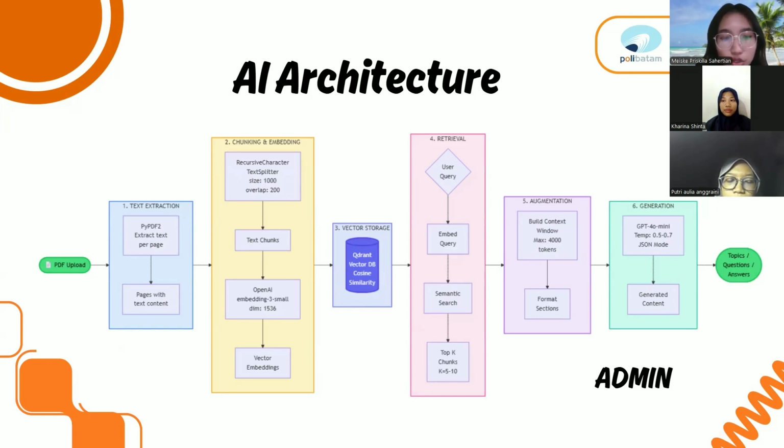These embeddings are stored in Qdrant for semantic search. When a user submits a query, the system retrieves the most relevant chunks, builds a context window, and sends it to GPT-4o Mini, which generates well-structured topics, questions, or answers based on the document.